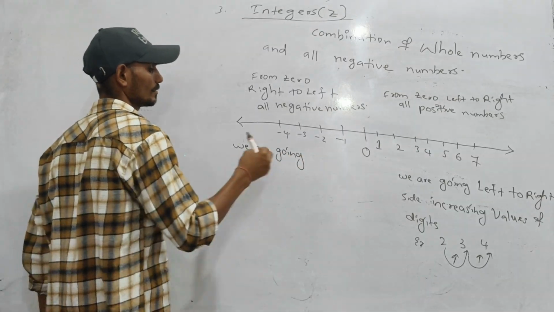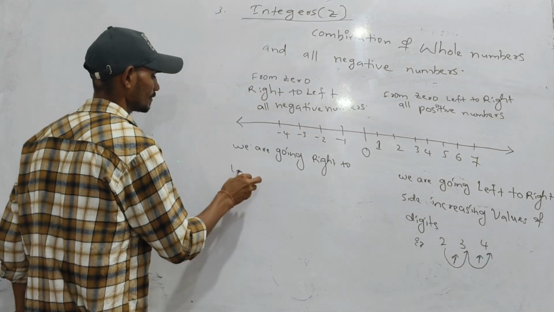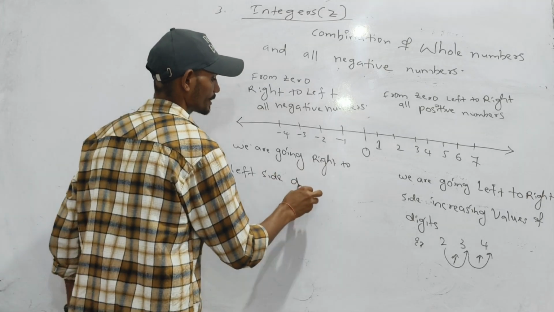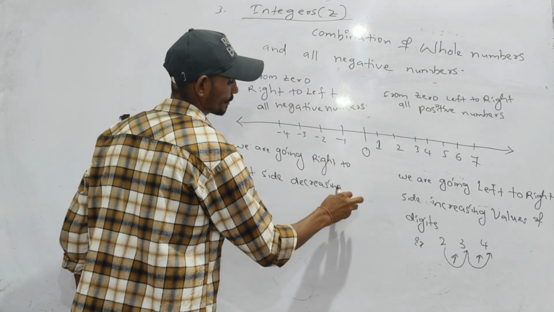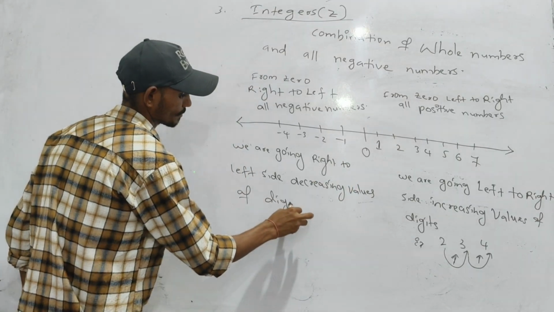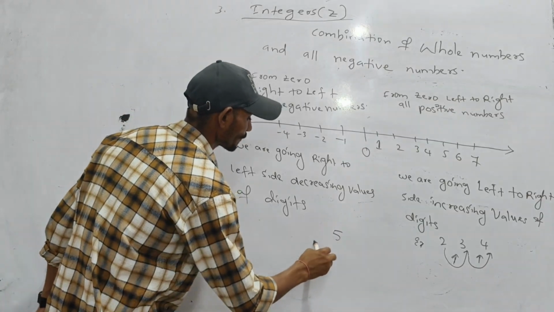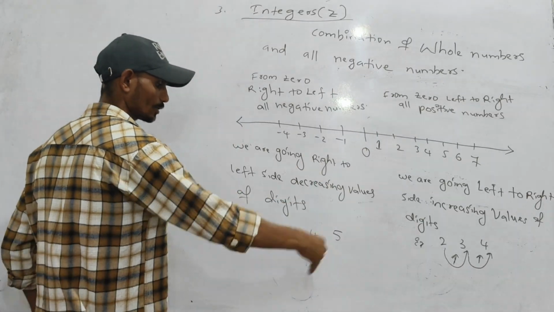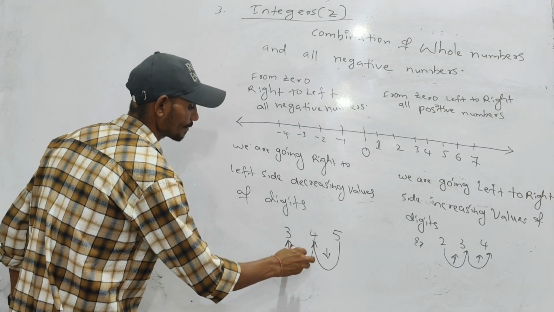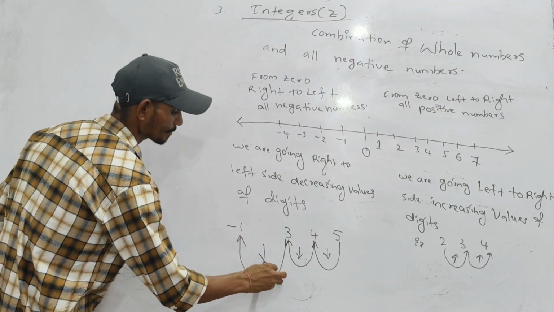Next, when we go right side to left side, the values of digits decrease. Digits are, you can say, numbers. For example 5, 4, 3, going right side to left side, the values of digits decrease. Next -1, decreasing the values of digits.